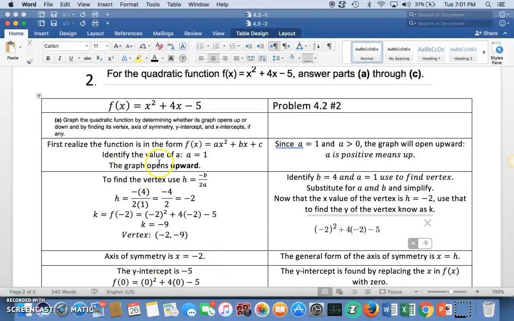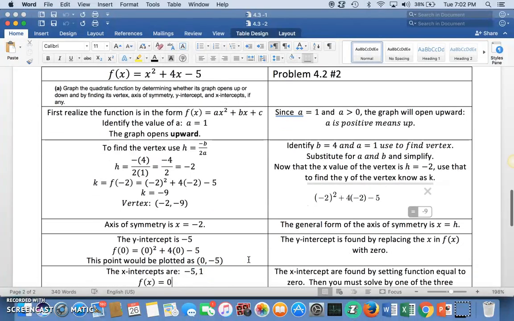The axis of symmetry, remember, is a vertical line that cuts through the x in the vertex. So it's x equals negative 2. The y-intercept here would be negative 5 because you plug in 0 for x. That goes away, that goes away. The only thing left is the negative 5. So (0, negative 5) is your y-intercept.